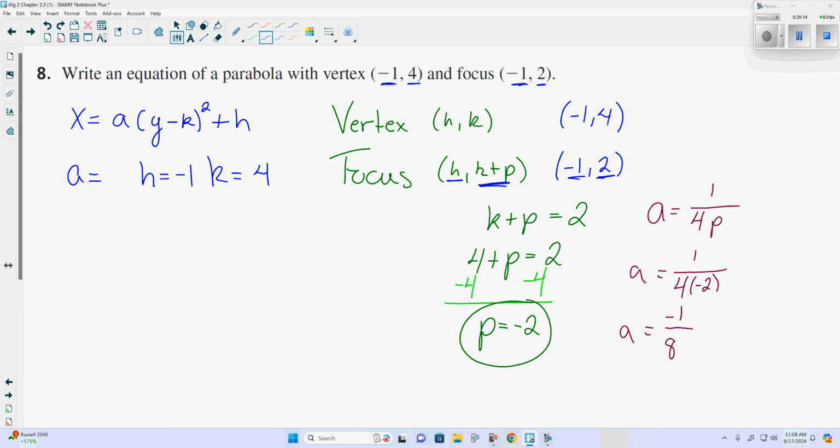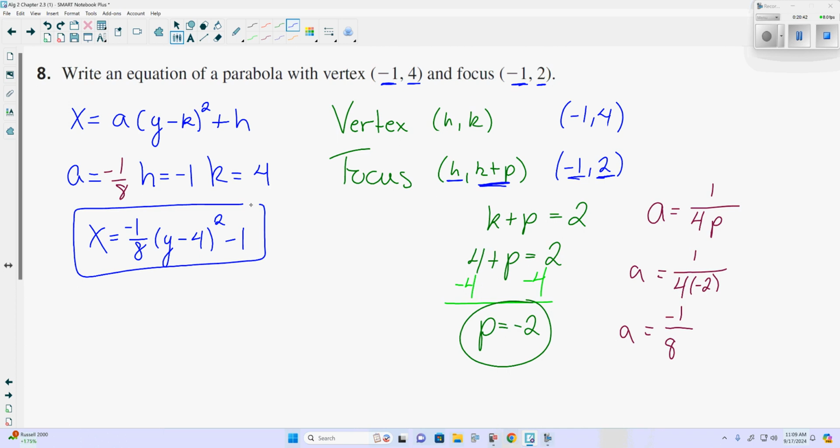And if we plug p into 1 over 4p, we get 1 over 4 times negative 2. And 1 over 4 times negative 2 is negative 1/8. So x equals our a value, negative 1/8, times y minus k, what k in this case is 4, squared plus negative 1, or we can just say minus 1.